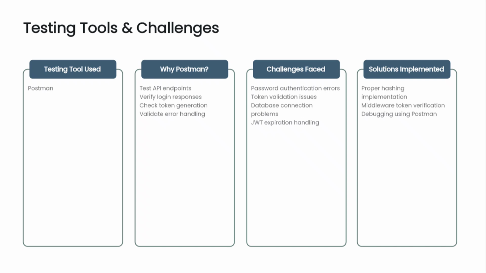Of course, development was not without its challenges. We faced password authentication errors, token validation issues, database connection problems, and difficulties with JWT expiration handling, but we addressed each of these by implementing proper hashing, writing middleware for token verification, and using Postman for step by step debugging. Each challenge taught us something that made the system stronger.